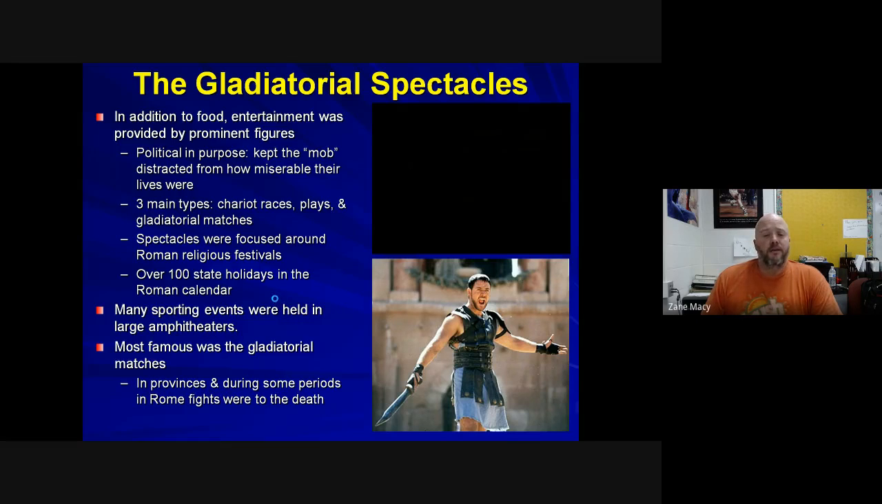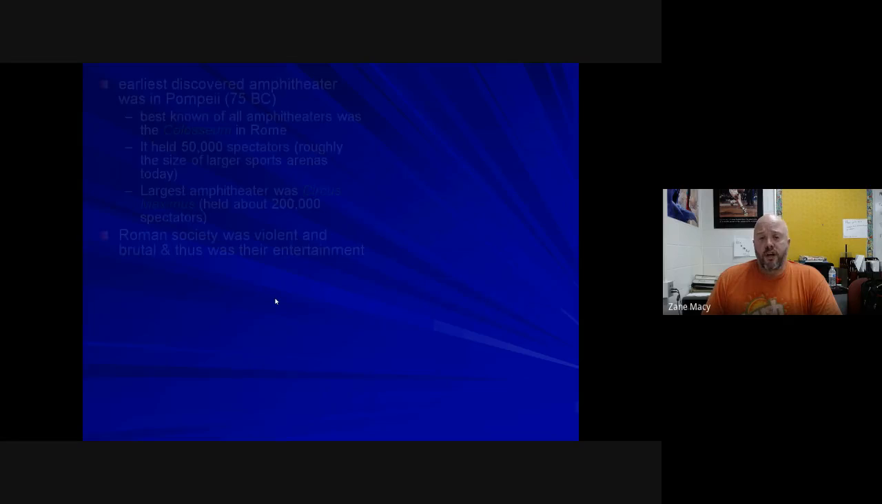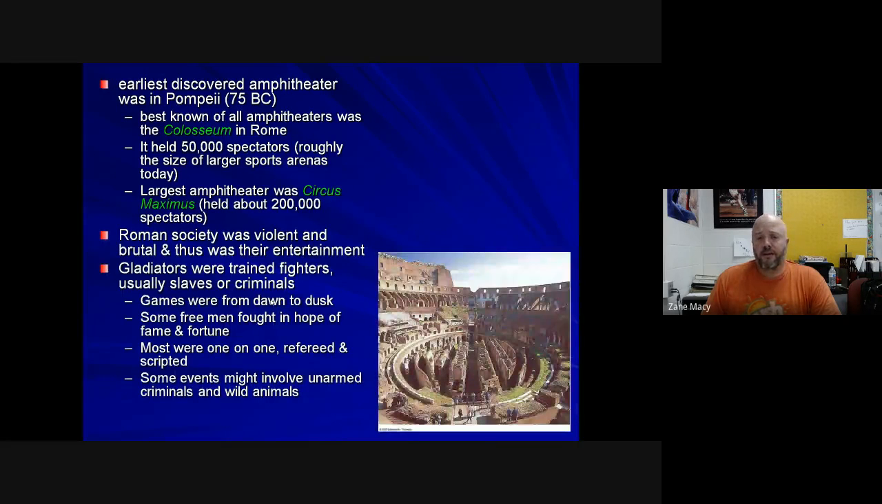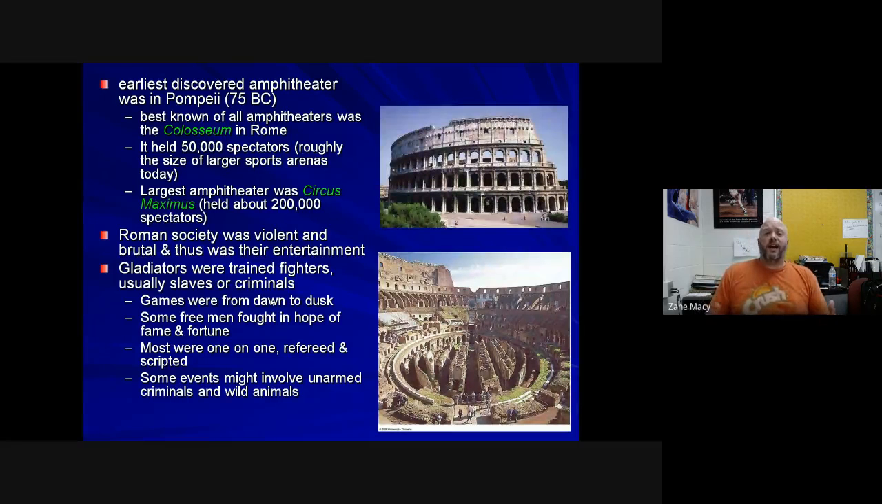Now, again, you didn't have these gladiator matches just in Rome. There would be chariot races, there would be gladiator matches all throughout the empire. But what you did have to have are these amphitheaters. The oldest amphitheater that's been discovered up to this point was in Pompeii, dates back to about 75 BC. While they were excavating the remains of Pompeii in recent times from the great volcanic eruption, they have discovered the remains of an amphitheater. Again, this dates back to about 75 BC.